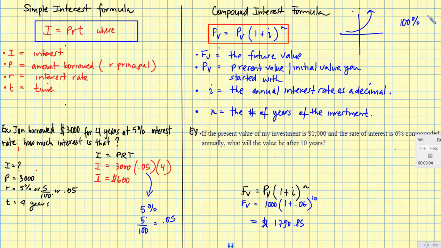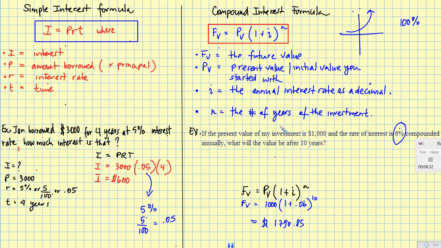So if we look at the first example, it says, if the present value of my investment is $1,000 and the rate of interest is 6%, and it's compounded annually, what will be the value after 10 years?